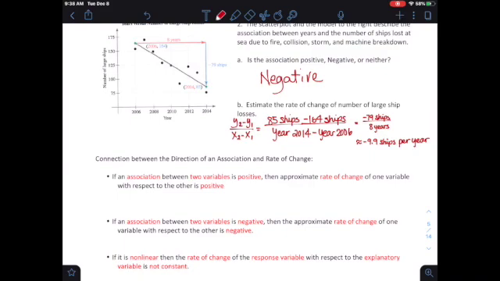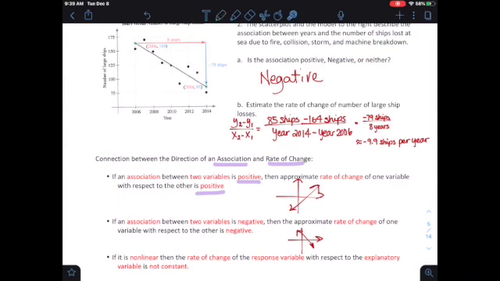This is very important, the connection. In an association between two variables, if it's positive, then the rate of change of one variable with respect to the other one is positive. That means the line goes up this way, both positive. If the association between two variables is negative, then the approximation of the rate of change with respect to the other is going to be negative. So it's going to be this way.